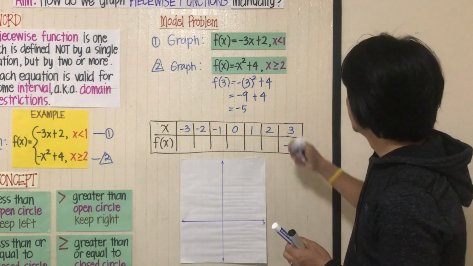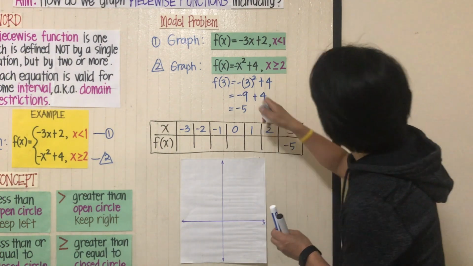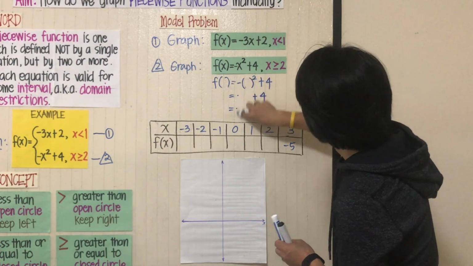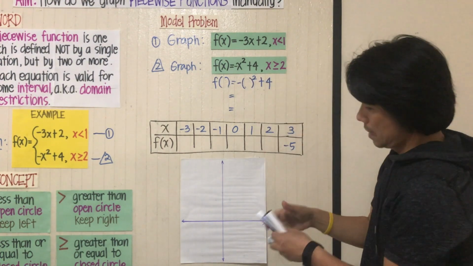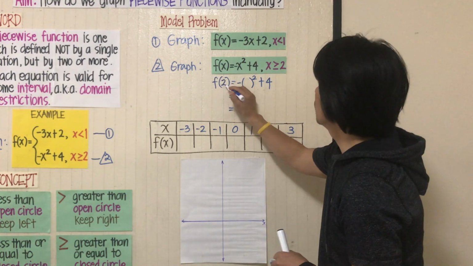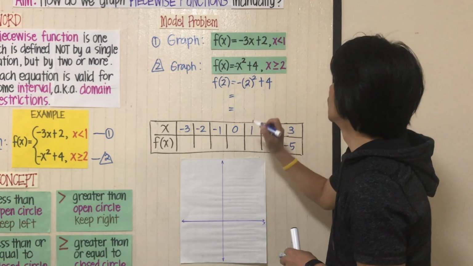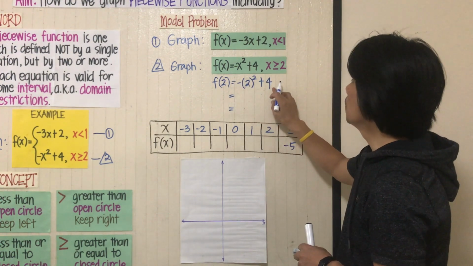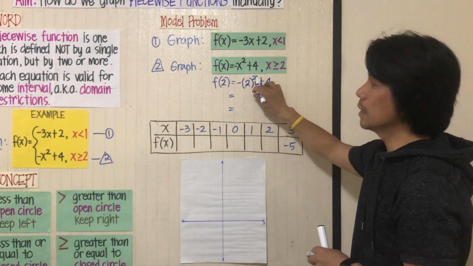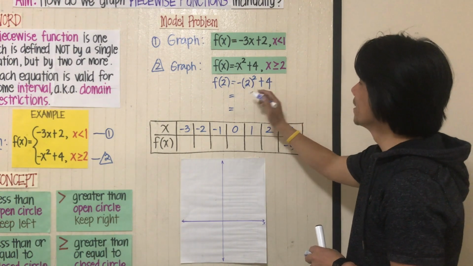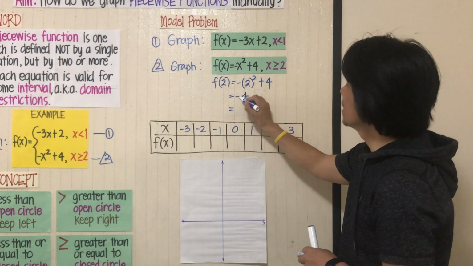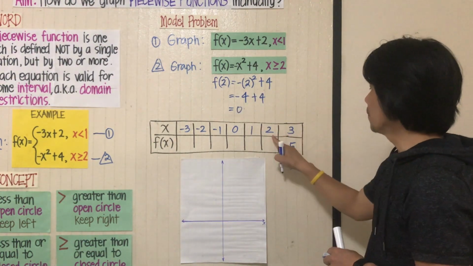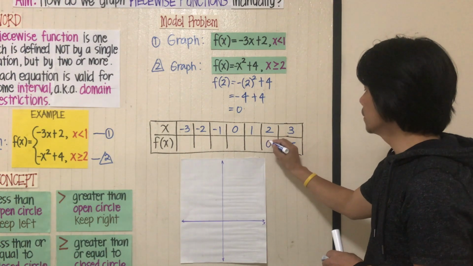What if x is 2? So again, it's old school. Let's change this. X is +2. F of 2 is equal to negative of +2 squared plus 4. So 2 squared is 4. There's a negative, plus 4. -4 plus 4 is 0. So if x is 2, f of x is 0.